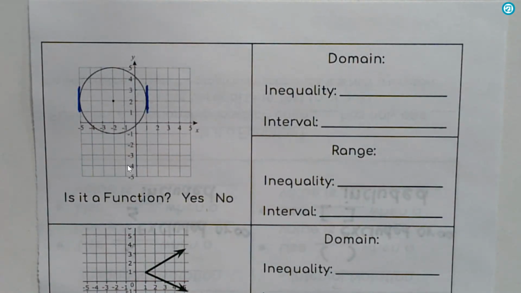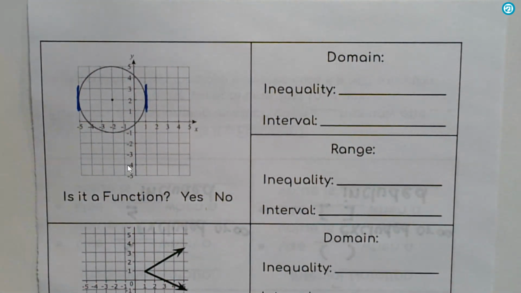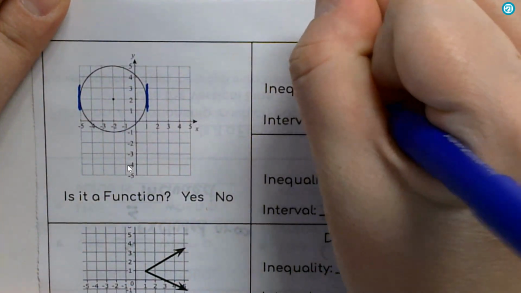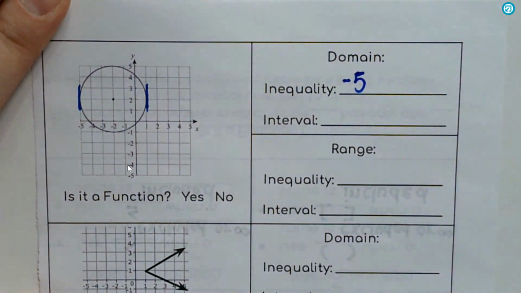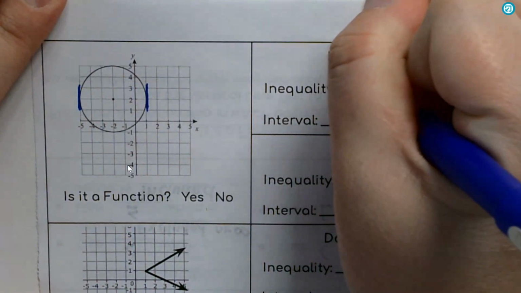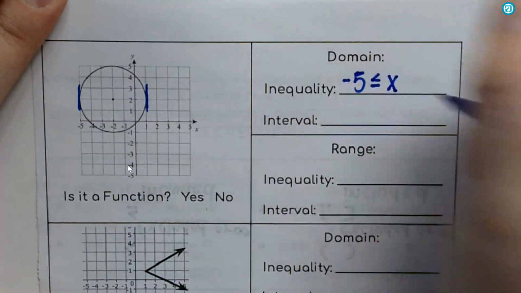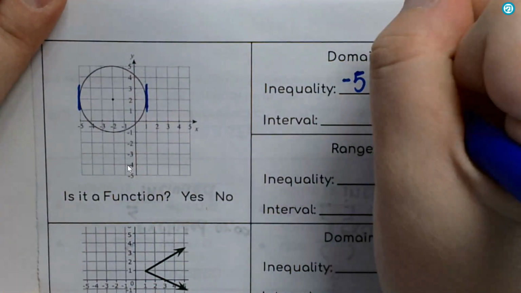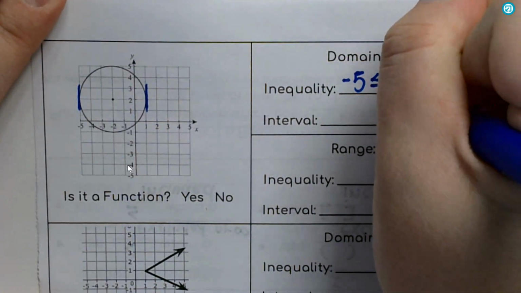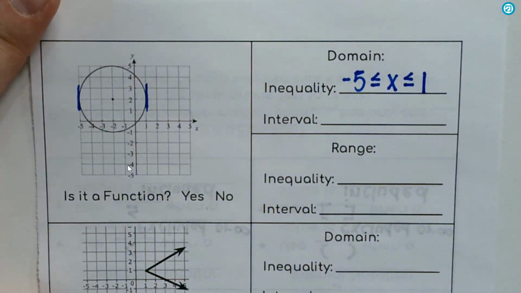We are then going to write that in two different notations. The first notation is going to be our inequality notation. So we are going to say that our x's start at -5. So -5 is less than or equal to all of our x's, and all of our x's are less than or equal to 1. So it's a little sandwich there, where all of our x's are in between -5 and 1.